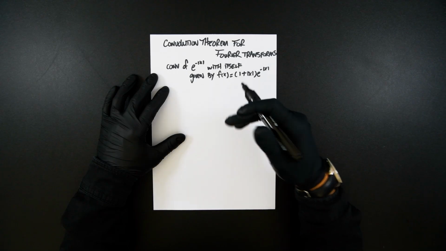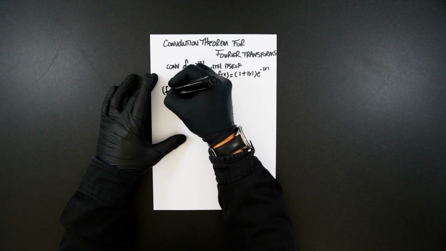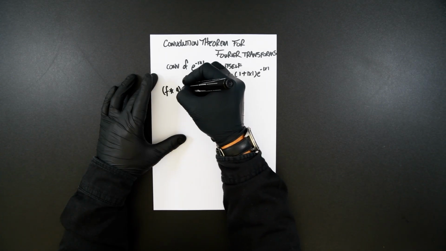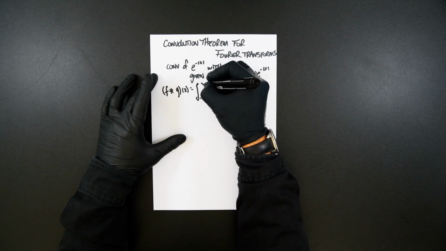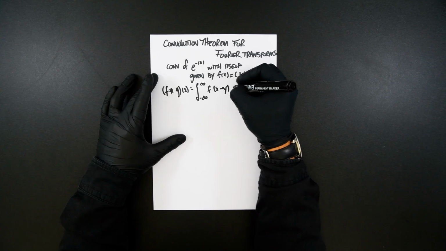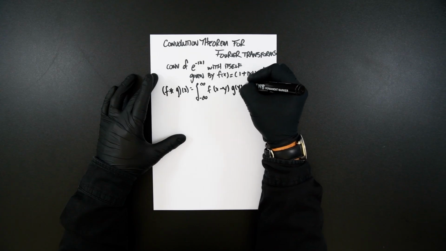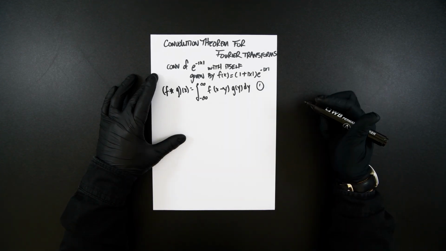The convolution of two functions is defined by f star g(x), which equals the integral from minus infinity to infinity of f(x minus y) g(y) dy. I'm going to call this 1 because we're going to refer back to this later.